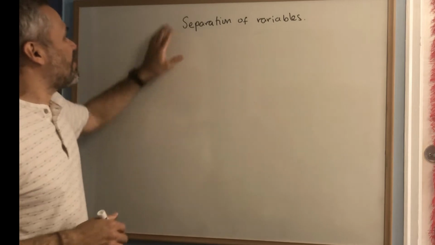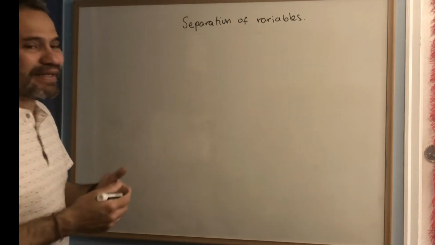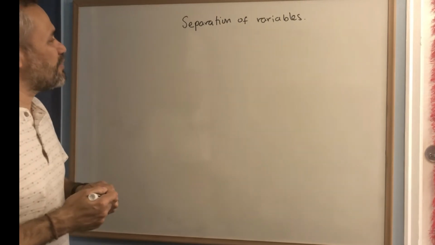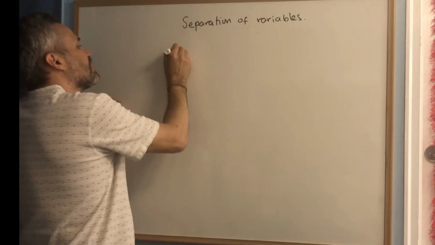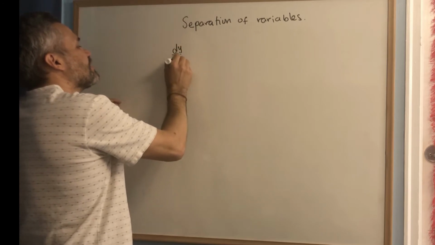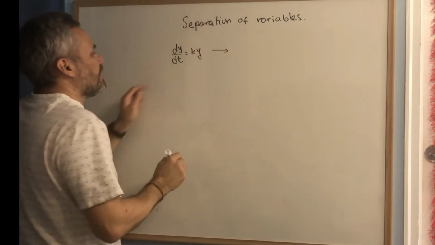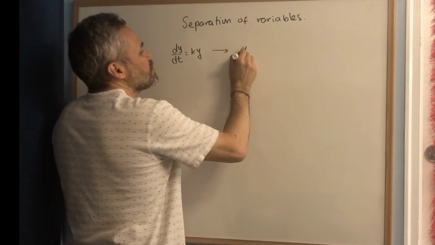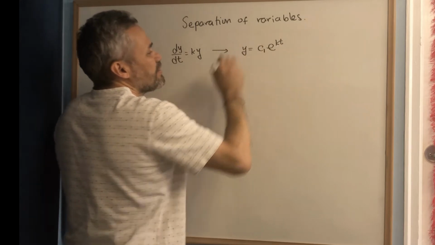In this video, we will explain separation of variables. And the idea is to extend those differential equations for which we have a general solution. Let me just remind you that if we have something like dy/dt equal k times y, where k is a constant, then the general solution is y equal to c1 e to the kt.